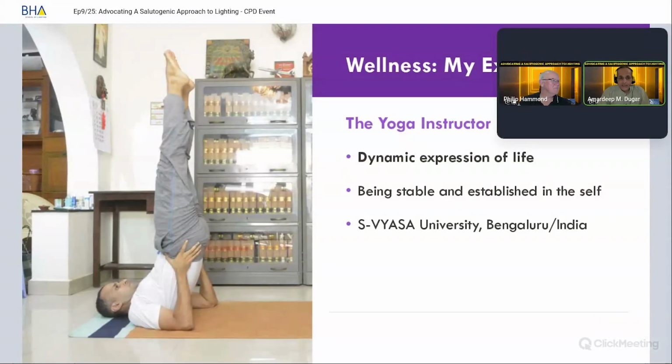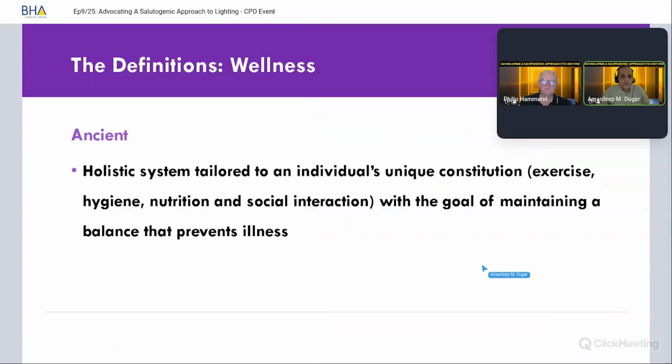So coming back to wellness, I went back to the ancient definitions of wellness. What is wellness? What does it encompass? So, the ancient definition of wellness says that it's a holistic system that is tailored to an individual's unique constitution.